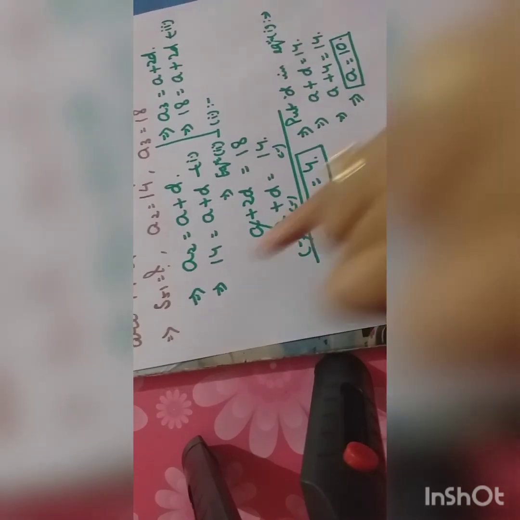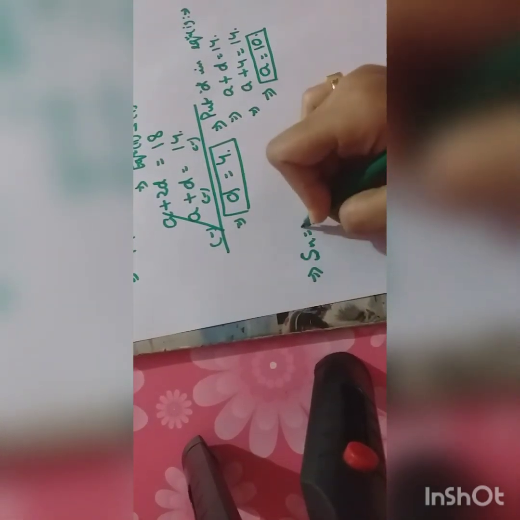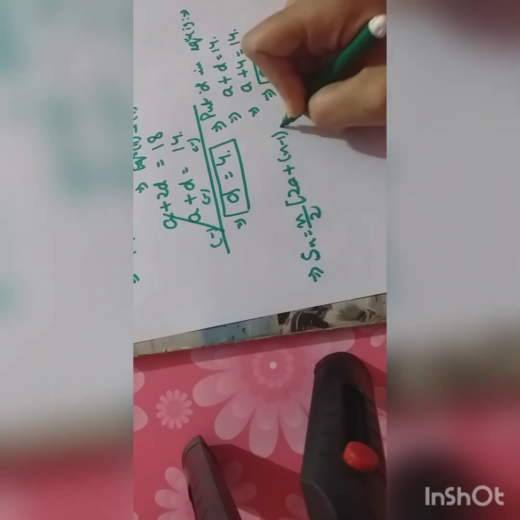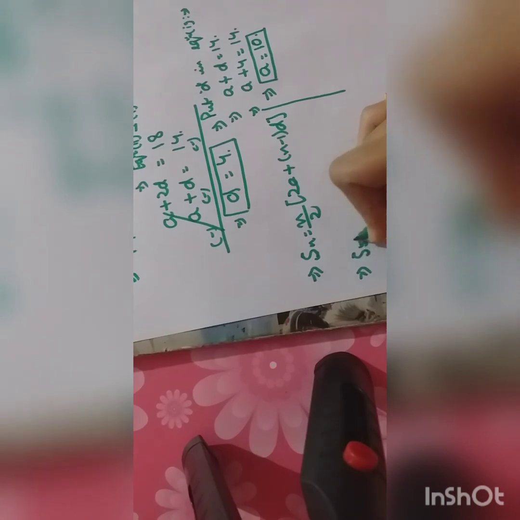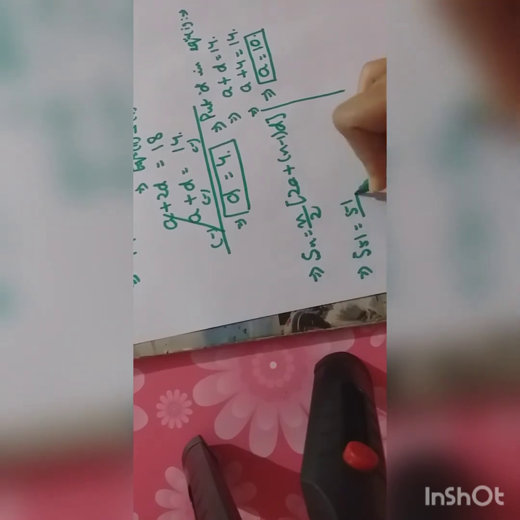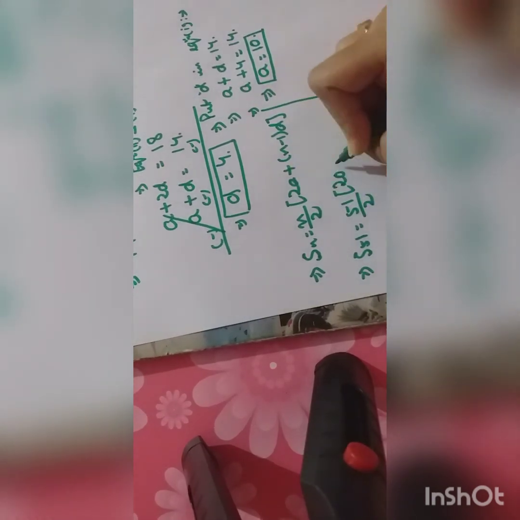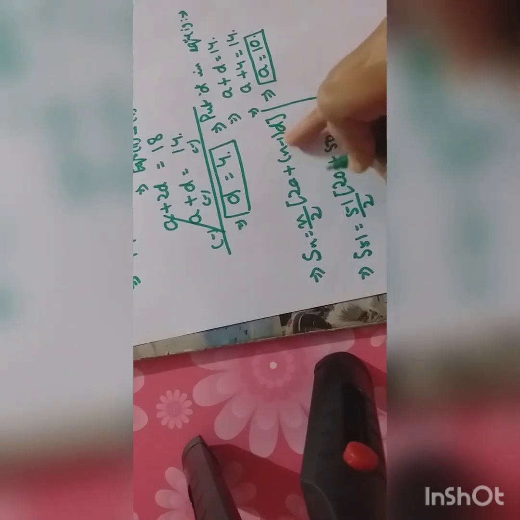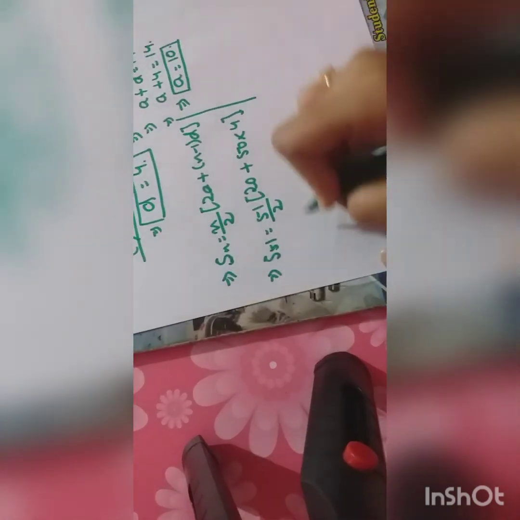And what I have to find? I have to find S51, that is the sum of 51 terms. So I am writing the Sn formula first. Sn equals n by 2 into 2a plus (n minus 1) into d. So S51 I have to find. In place of n, 51 by 2 into 2a. a is 10, so 2 into 10 will be 20, plus n is 51, so 51 minus 1 will be 50, into d, which is 4.